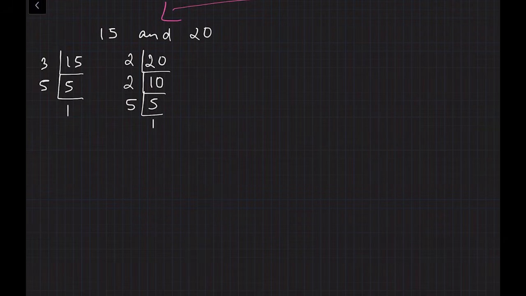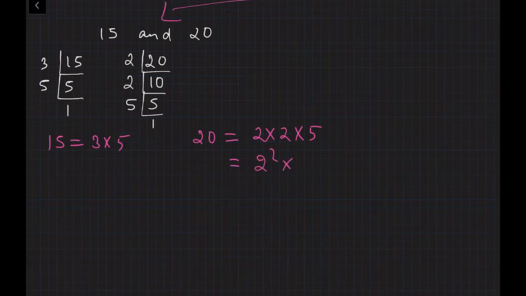After doing this, we need to write the numbers 15 and 20 in terms of the product of their distinct prime factors. First, let us write for the number 15. 15 can be written as 3 into 5 because 3 and 5 are the prime factors of 15. Next is 20. 20 can be written as 2 into 2 into 5. These are the prime factors. 2 into 2 into 5 gives us 20. And this can be written as 2 square into 5.